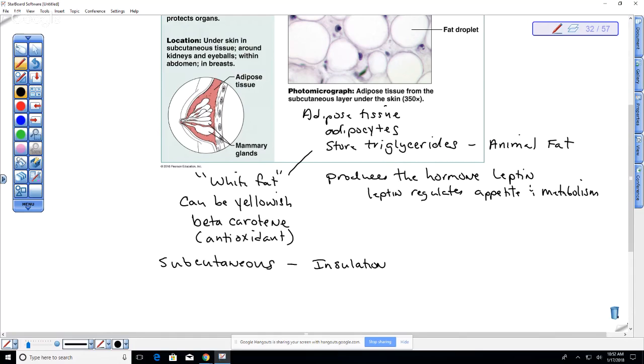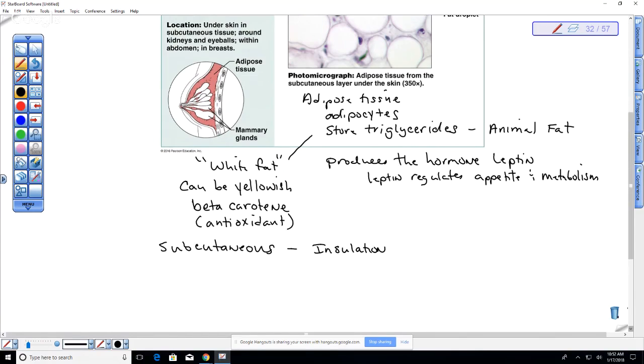So if you think about aquatic mammals, like whales, for example, they have a huge amount of subcutaneous fat. It's called blubber. And that is because you lose more heat to an aquatic environment than you do to a terrestrial environment. So if you're in cool water a lot, you might actually gain more subcutaneous fat in order to prevent heat loss. Okay? So that is important insulation.